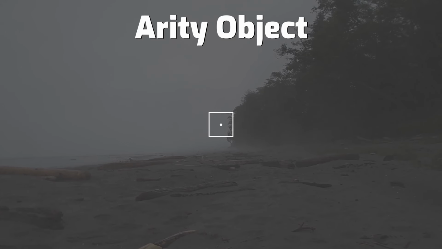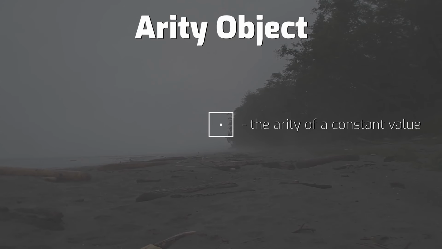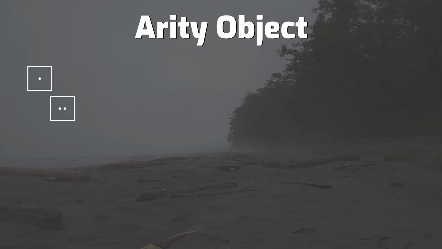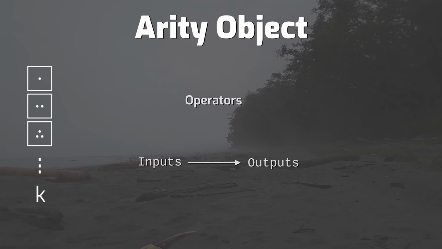The first arity object I'm introducing to you is a single point, and this is the arity for a constant value. 2 points together is the arity for a pair, 3 points is the arity for a triple, and in general, for any positive integer, the arity of a k-tuple is just k of these points. If we think of operators as transformations mapping inputs to outputs, then a reasonable pictogram for the arity of an operator would be an arrow.